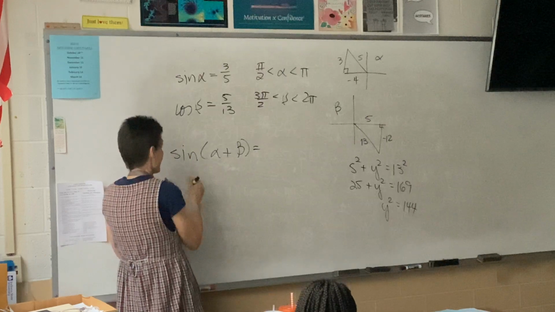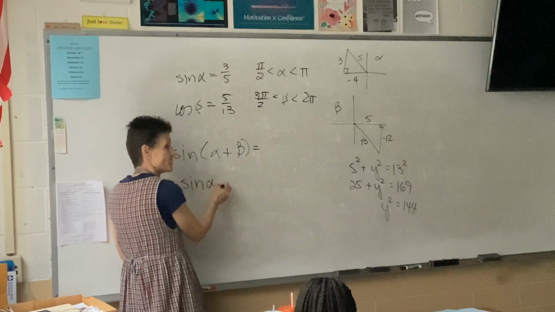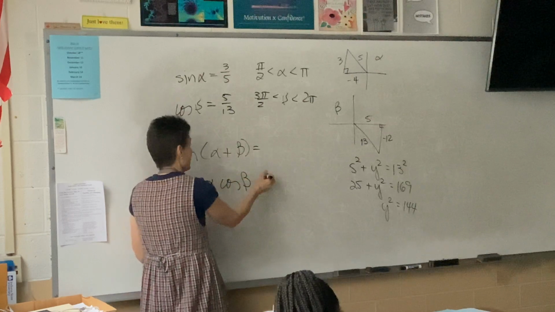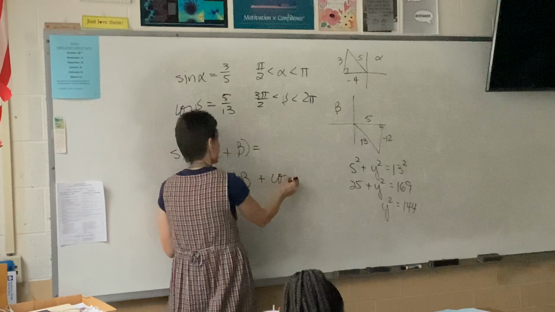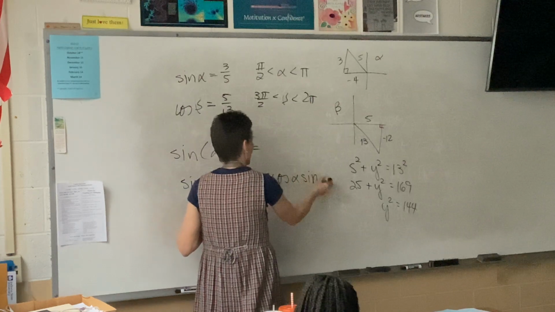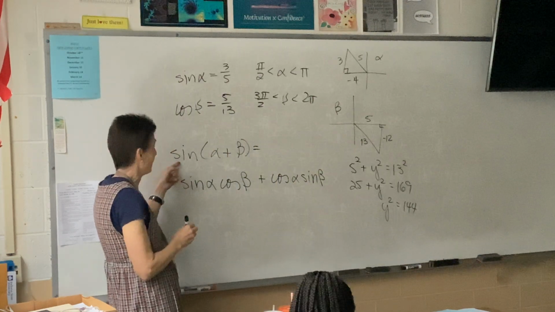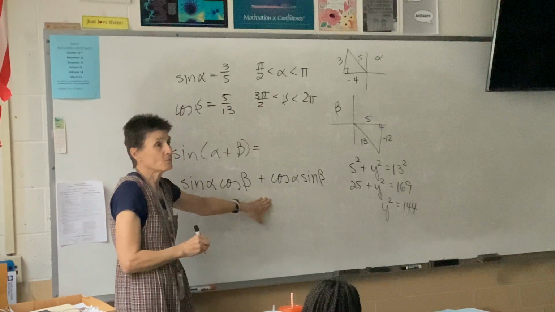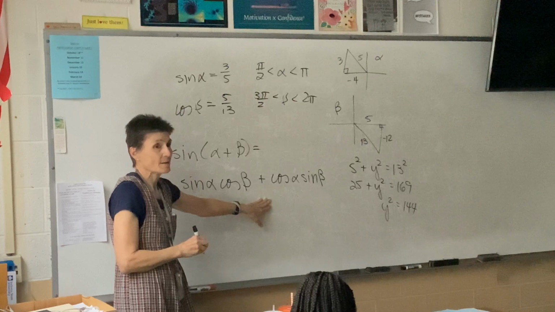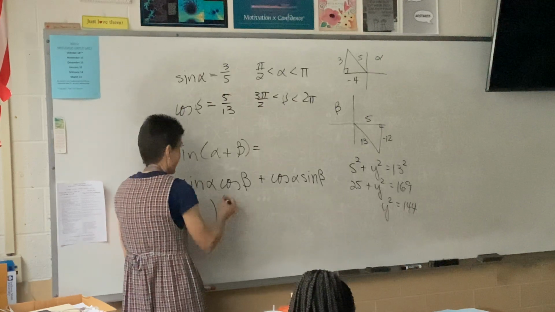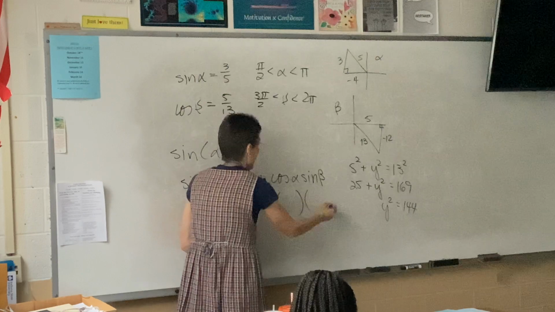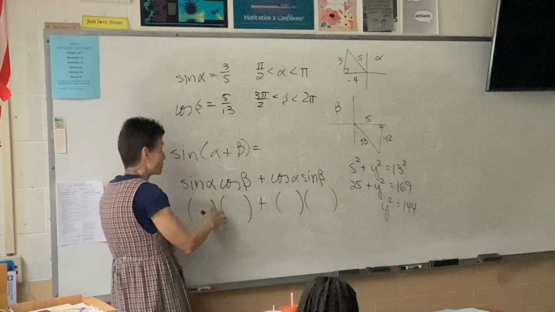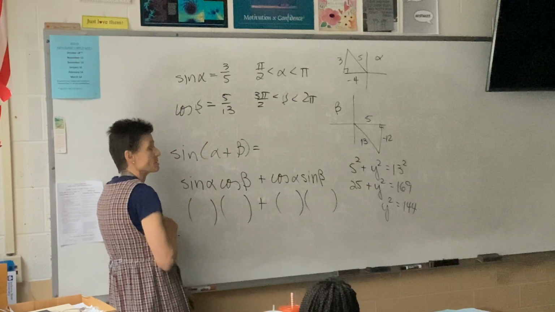The formula says it's the sine of the first, cosine of the second, plus cosine of the first, sine of the second. That's the formula for the sine of alpha plus beta. Everybody see that off your sheet? So the formula has 4 numbers in it. And the numbers are gonna come straight from your pictures.